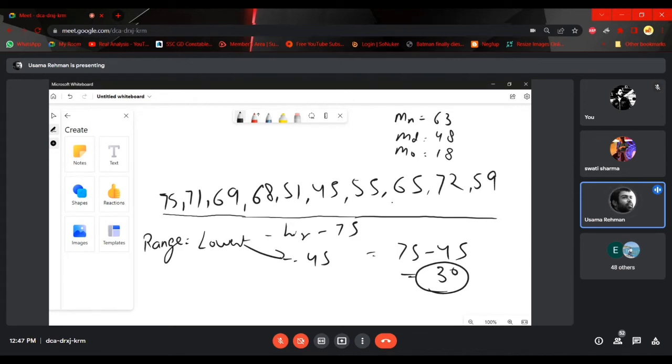Okay. Another measure to understand this variability is called average deviation.